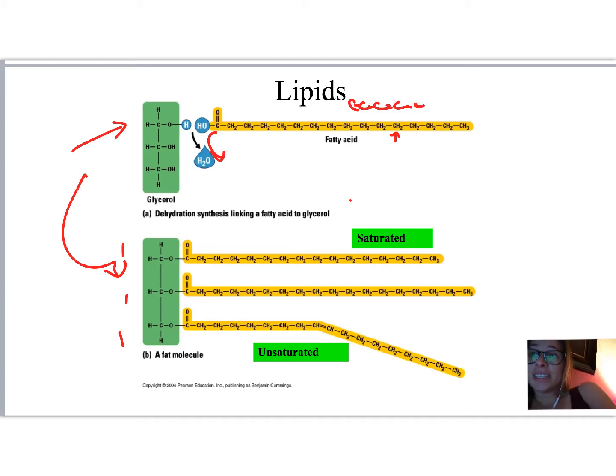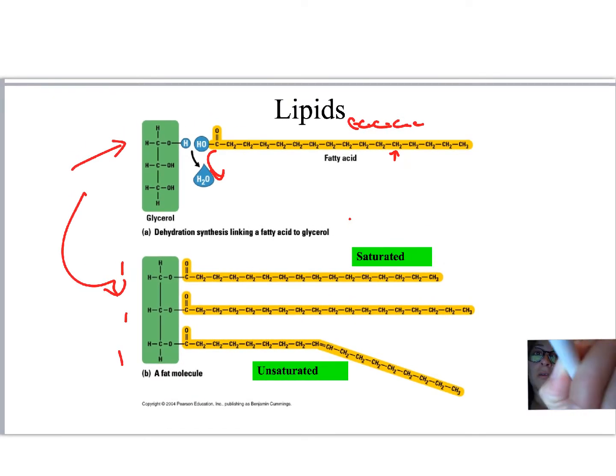So we have dehydration synthesis, which links our fatty acid chain right here to our glycerol head. And after we've done that, we have either a monoglyceride, a diglyceride, or a triglyceride, 1, 2, 3, depending on how many fatty acid chains are joined. But then we also have something else.